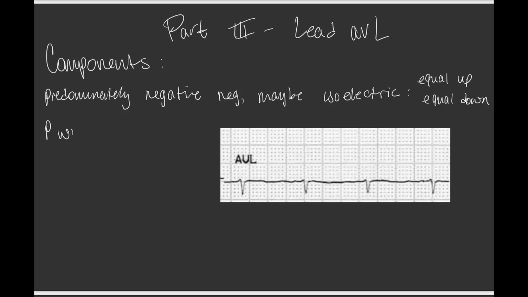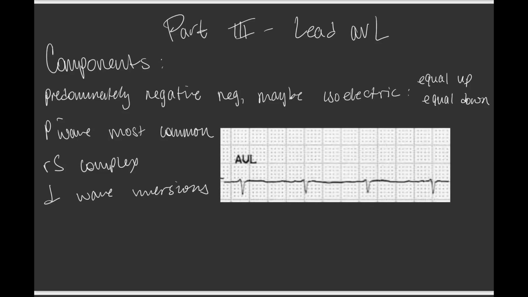P wave inversion is the most common. That RS complex is most common, and T wave inversions are most common. So here we see, a little difficult to see, but we have that inverted P wave. Since the R wave is smaller, we need an RS complex. And we see that that T wave is inverted as well.